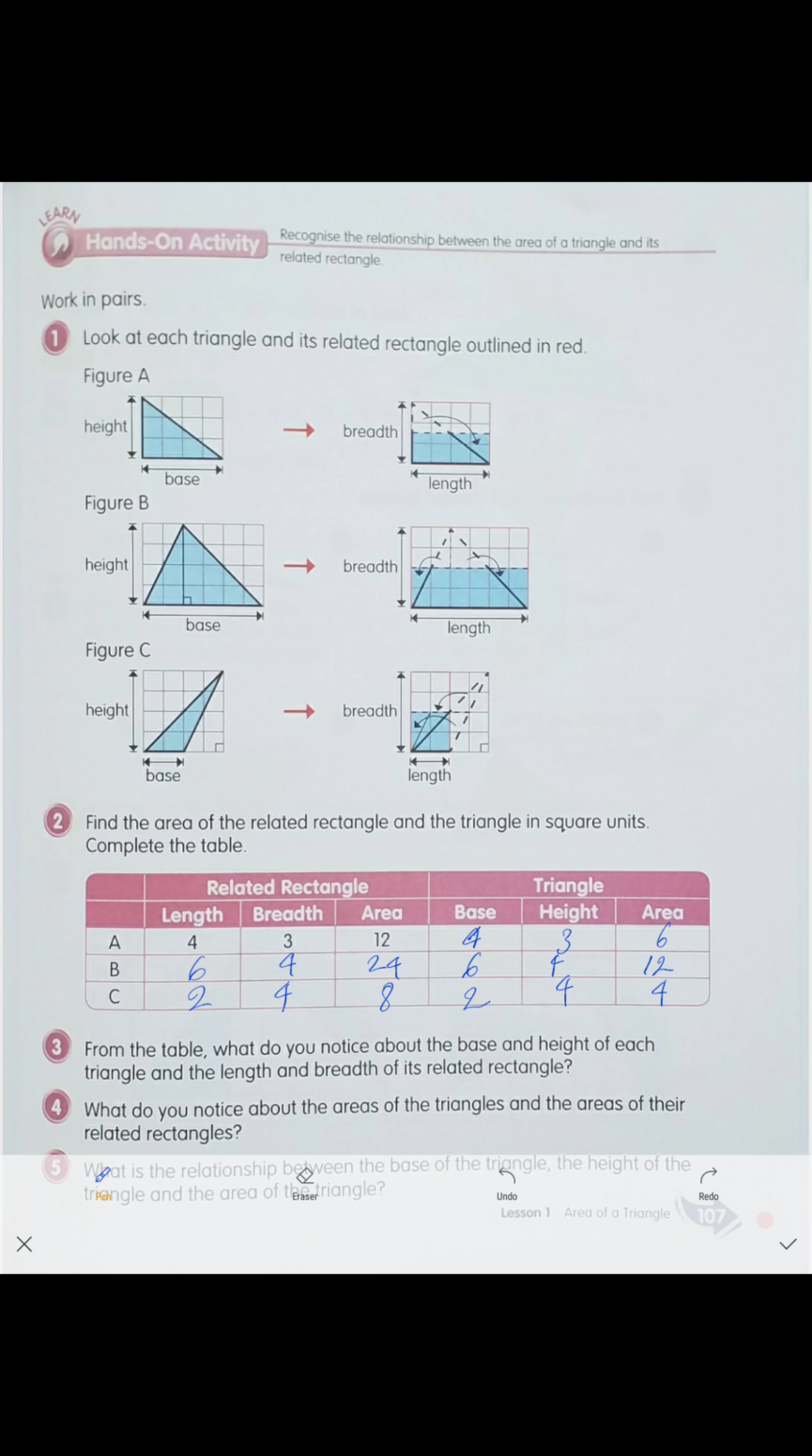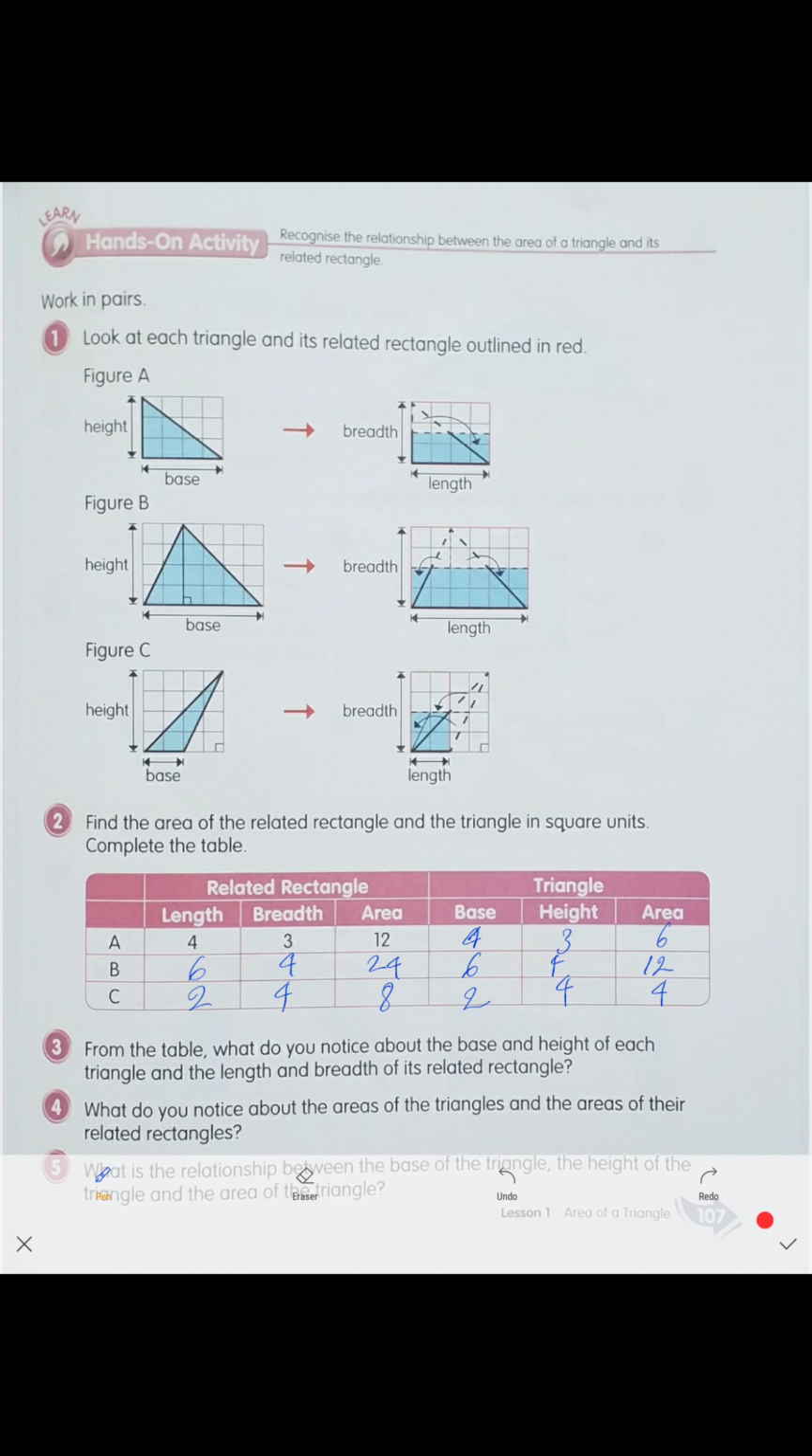Okay, next question. What do you notice about the areas of the triangles and the areas of the related rectangles? What do you notice? This is what we discussed already. Our observation is that the areas of the triangles are half of the areas of the related rectangles. 12, 6, 24, 12, 8, 4. Half of it, right? Always.